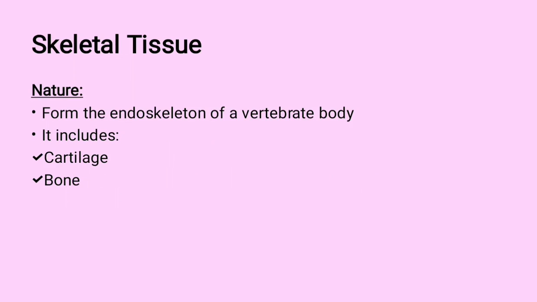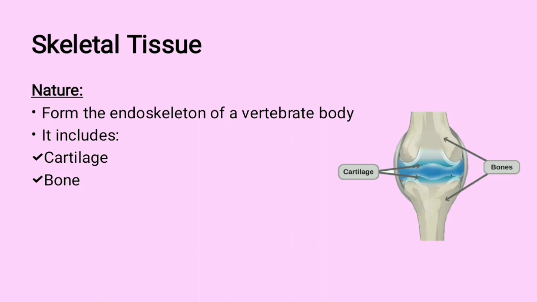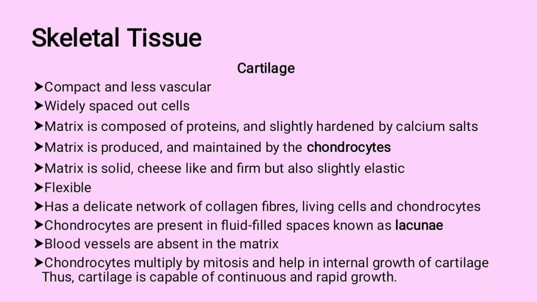Our fourth type of animal connective tissue is our skeletal tissue. The skeletal or supporting tissue includes cartilage and bone, which form the endoskeleton of a vertebrate body. The skeletons of all the vertebrates are made up of cartilages and bones. First, let's talk about the cartilage.